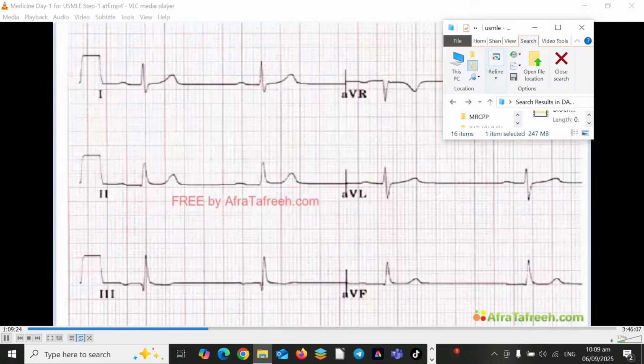Great. Now look at this EKG and try to answer what the axis is. I'll wait for all of you to answer. There's no point moving ahead if you can't understand this axis thing.